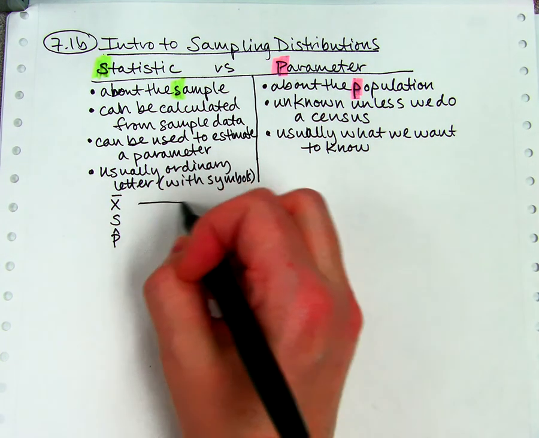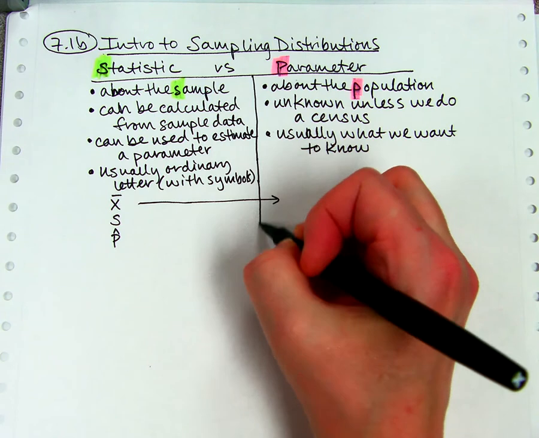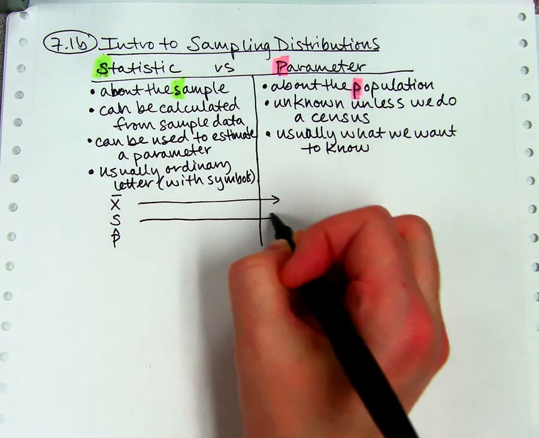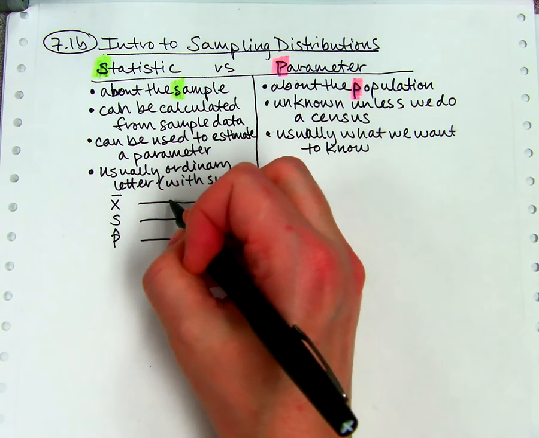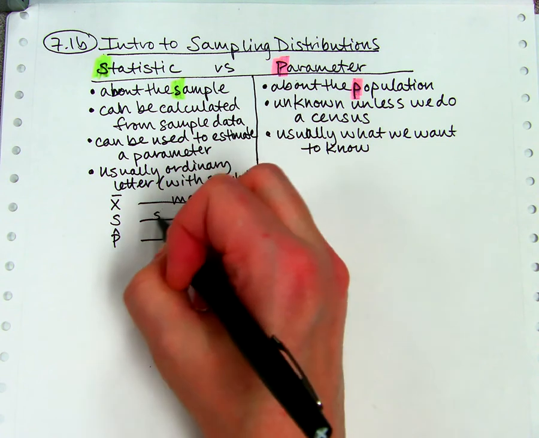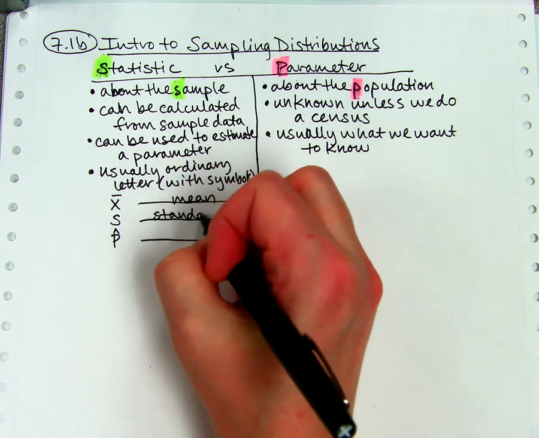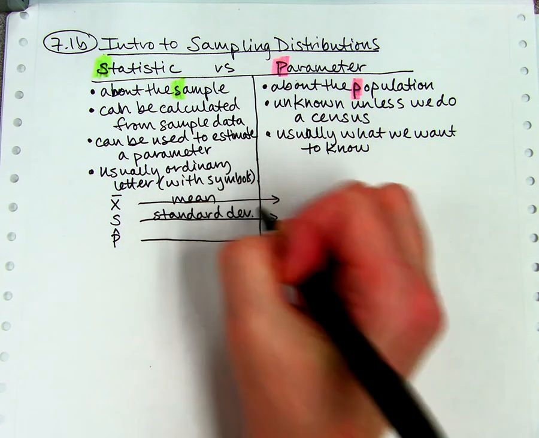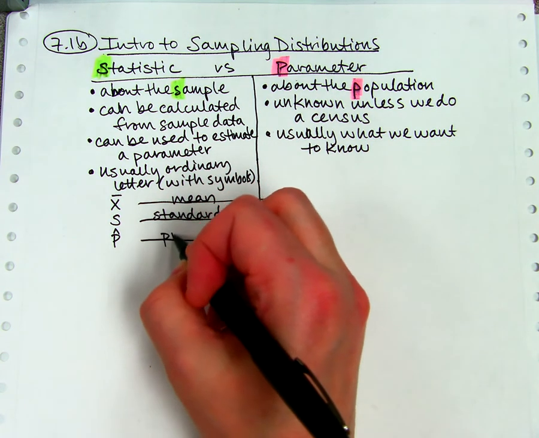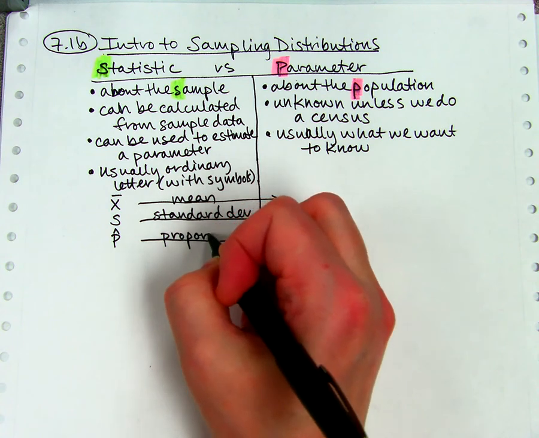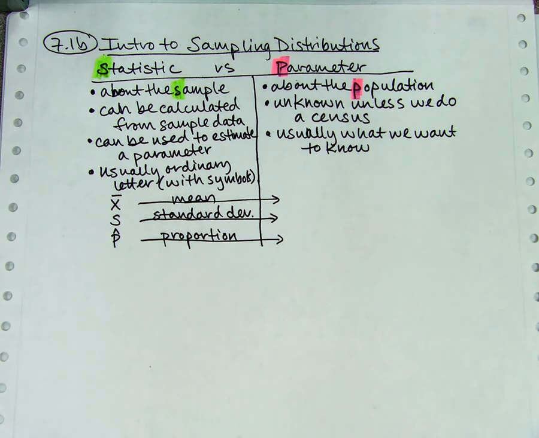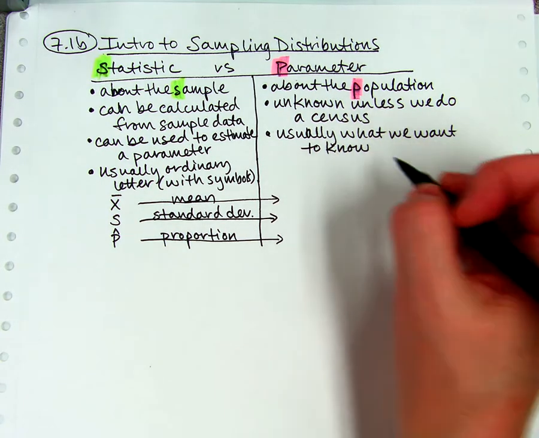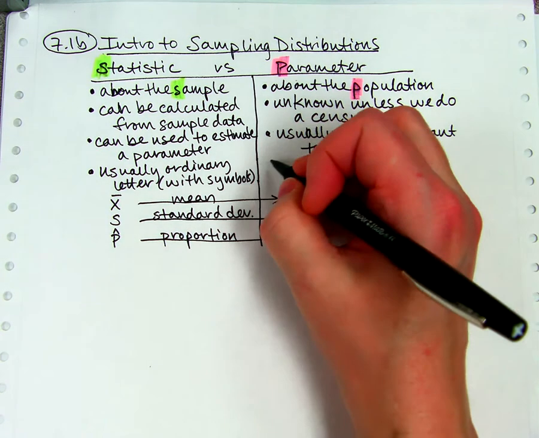And then those have corresponding symbols that are used for the population. So I'm going to make some arrows that go over here and say this is the mean. This is the standard deviation. This is the proportion of, what proportion of people say yes, or whatever proportion we're looking at. And all of these are named, when you're talking about the population, you use different symbols for that.